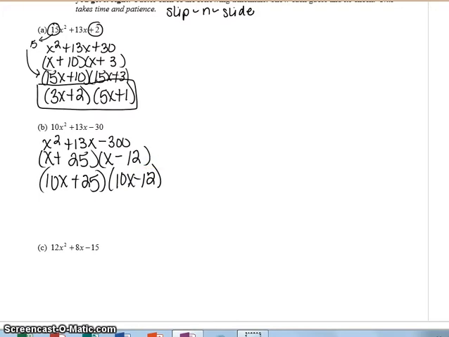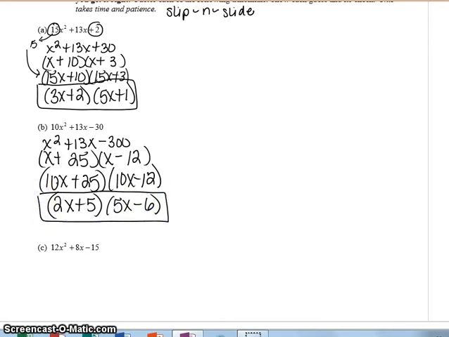So 10 and 25 can both take out a 5. And you're left with 2x plus 5. And 10 and 12, you can divide both by 2. And you're going to be left with 5x minus 6. Okay, and again, I know many other teachers don't like this method, but I think kids have success with it and they like it, so why not use it?